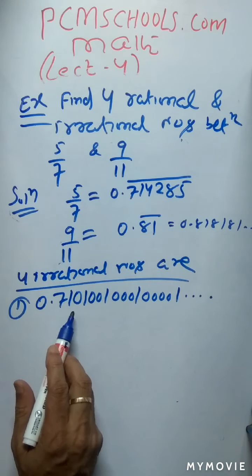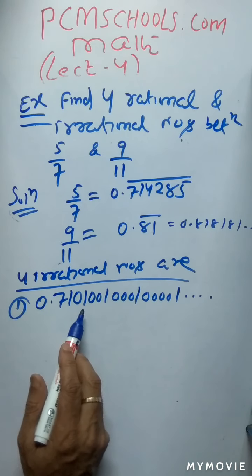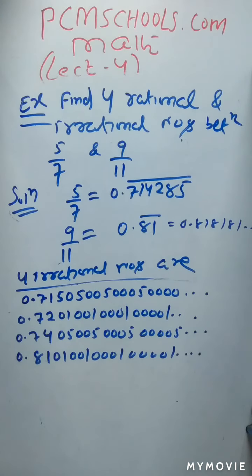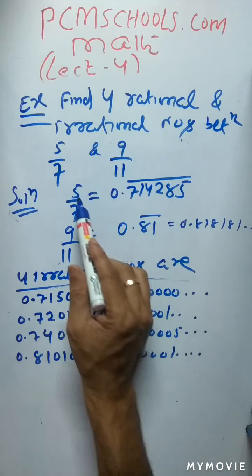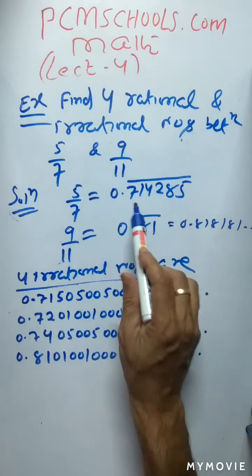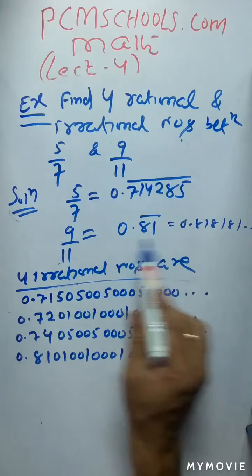So this is an irrational number. And this irrational number is greater than 5 by 7, which is 0.7142. So this number is 0.717104.